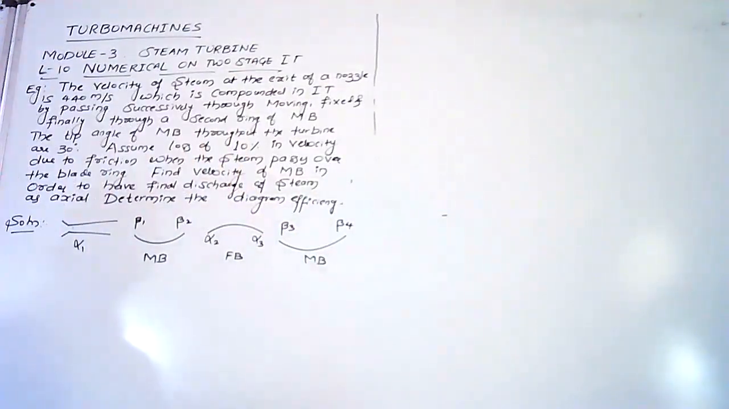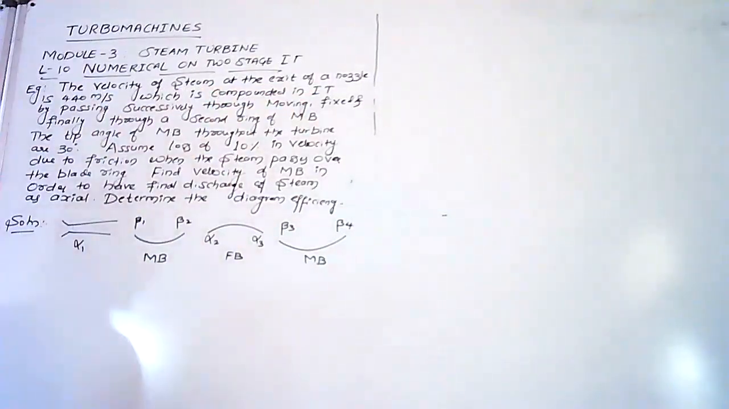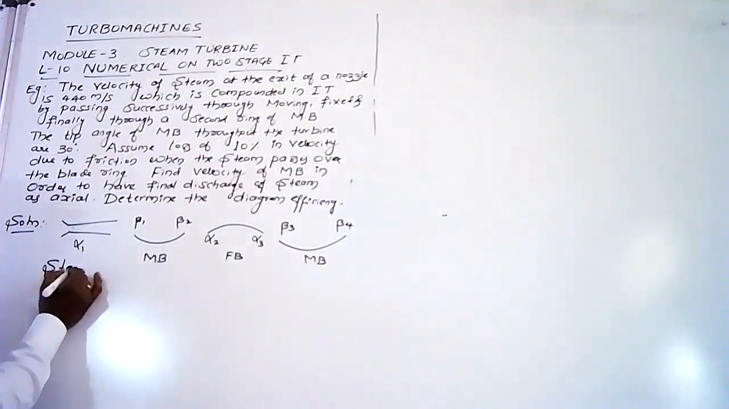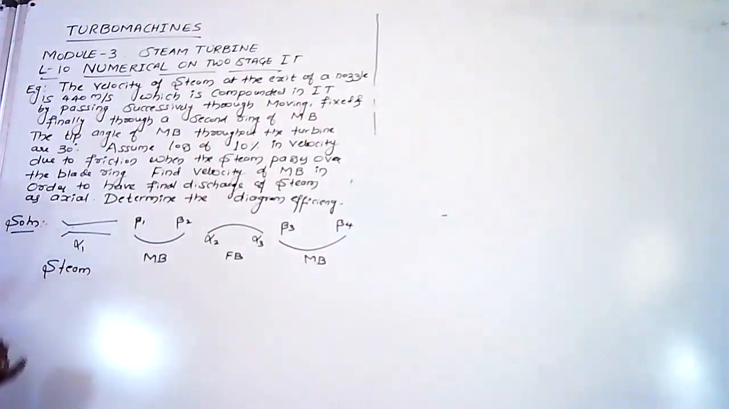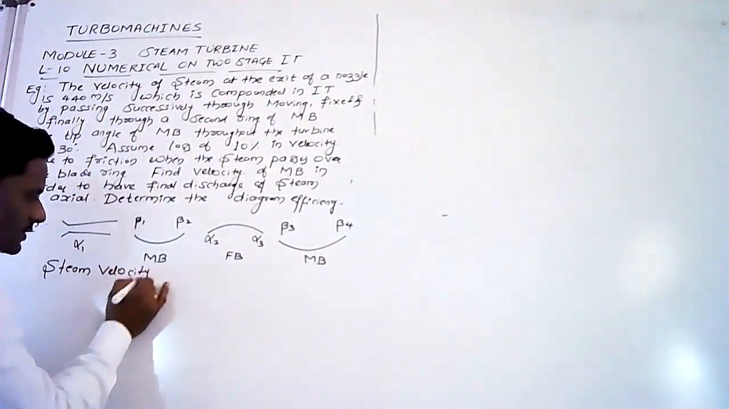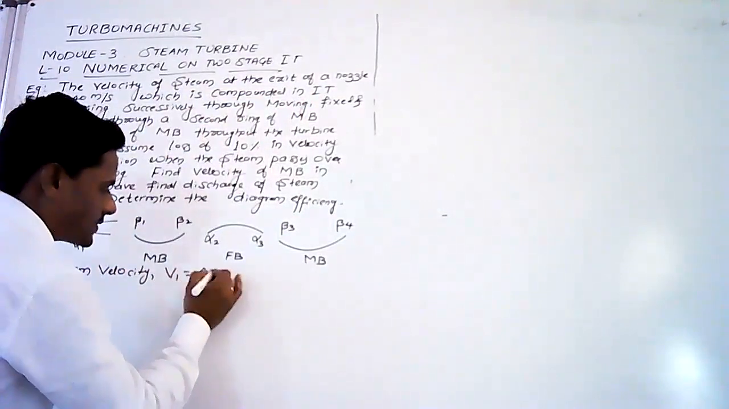The velocity of steam at the exit of nozzle is 440 meter per second. Steam velocity at the exit of nozzle is represented by V1, that is V1 equals 440 meter per second.